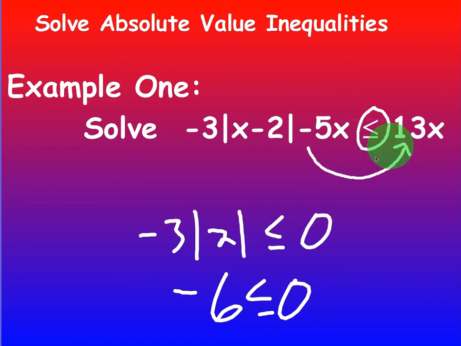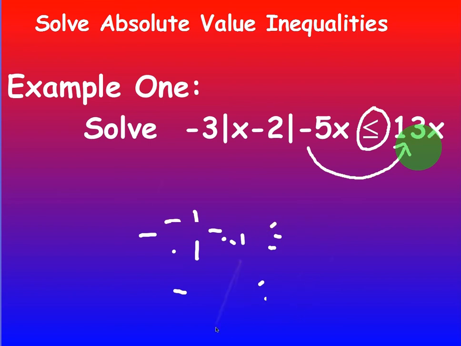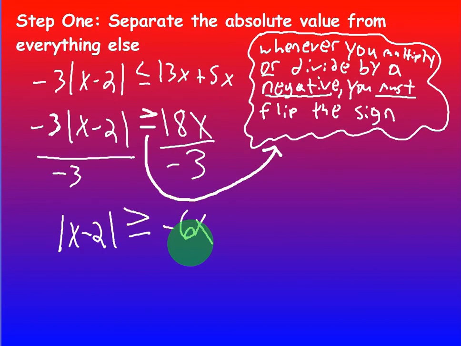All right, you can kind of already see what the first step is. You want to move everything that's not in the absolute value bars to the other side of the equation, right? With us checking our work, we'll go back and do that in a second. The first thing you want to do for this equation is add 5x, correct. So step one is to separate the absolute value from everything else. So you want to add 5x to both sides. You get 18x.